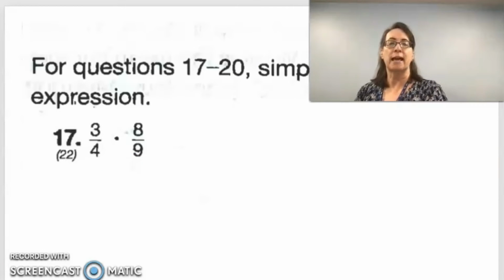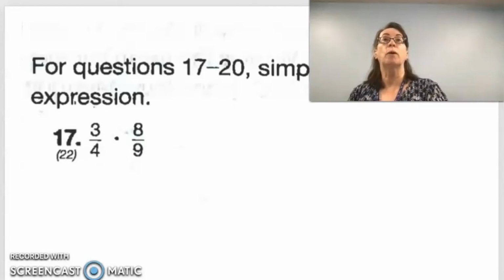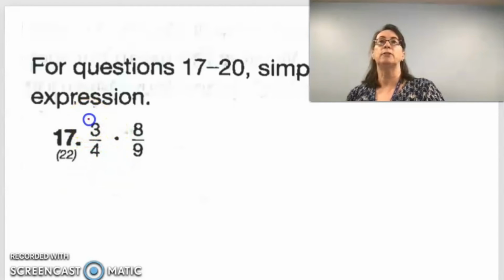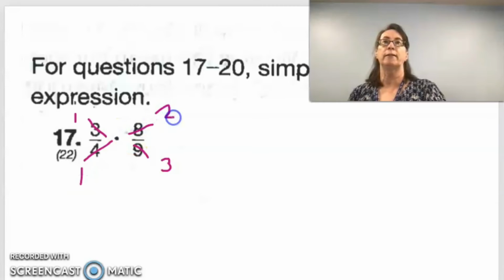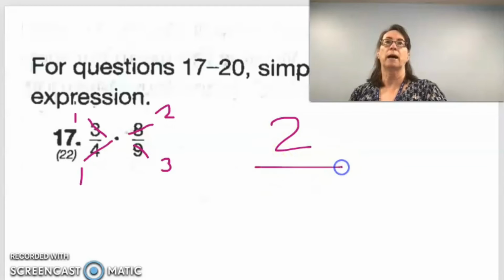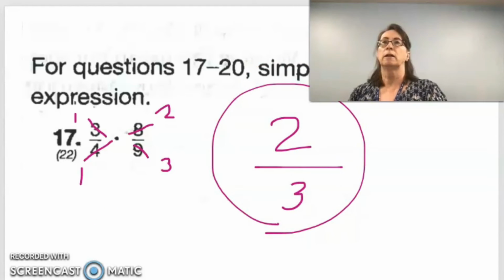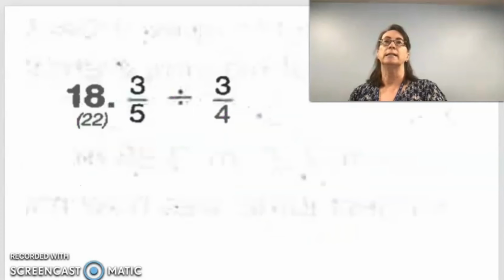For questions 17 through 20, simplify the expression. Okay, now can we do a little bit of cancellation here? Make that a 3 and a 1, and that is going to be a 1 and a 2. Does everybody understand how I did that? Okay, so on the top we're going to get 2, on the bottom we're going to get 3, and that is the answer.